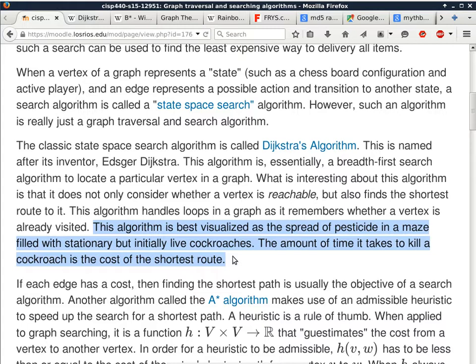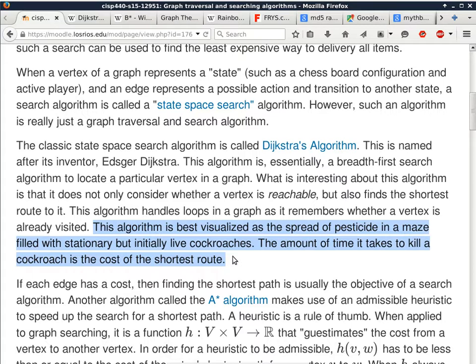Guess what these numbers are? They are the cost to get to each node or each cell in this particular 2-dimensional maze. That's basically how Dijkstra's algorithm works. It's called the breadth first search algorithm because it expands the perimeter of, in this case, the pesticide, and it wants to find out which cockroaches are currently on the perimeter of the spreading of the pesticide. And that's how it works.